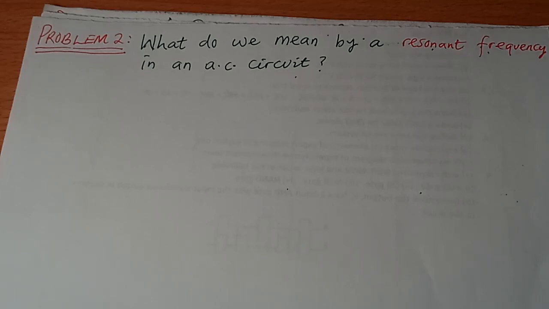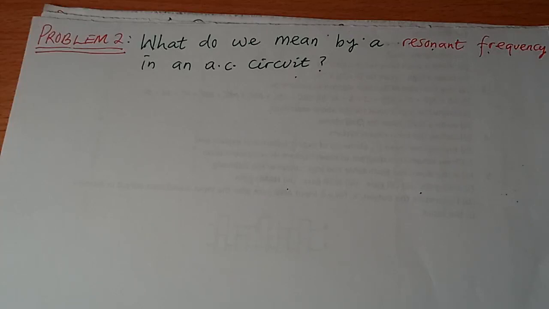In problem 2, we will explain resonant frequency. As we can see written, problem 2 says, what do we mean by a resonant frequency in an AC circuit? Okay, in an AC circuit, we know that the frequency is variable. It changes, of course. Now, there is one particular frequency that we call resonant frequency.